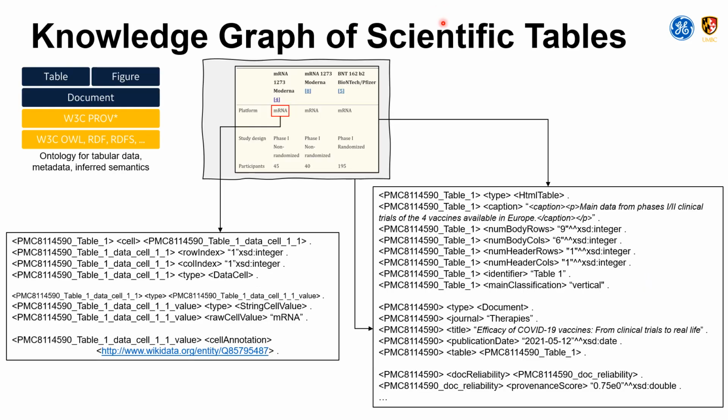Here is a visual depiction of what an example table looks like when it's encoded as triples within our knowledge graph. As you can see, for a given example table, we have annotations at the document level, at the table level, at the row level, at the column level, at the cell level, statements of facts made about the estimated reliability of the table, and so on and so forth.